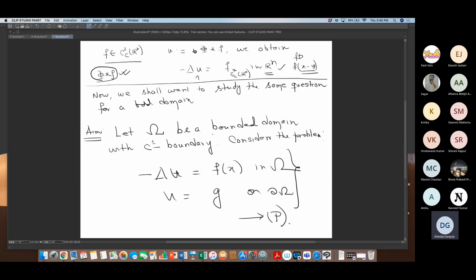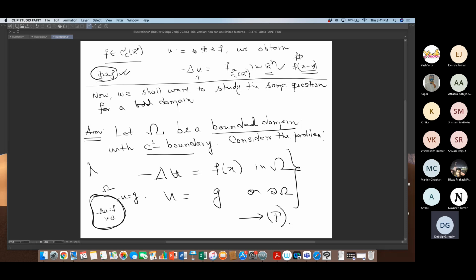Let Ω be a bounded domain. You know what is the meaning of a bounded domain with a C1 boundary. That means these types of cusps are not there. Consider the problem minus Laplacian of u equal to f(x) and u equal to g on ∂Ω. This is your domain, let's say Ω. So you have to solve the equation minus Laplacian of u equal to f inside Ω, and at the boundary it satisfies the condition u equal to g, because from the well-posedness of the problem, you always need boundary conditions, right? So you want to study this problem.